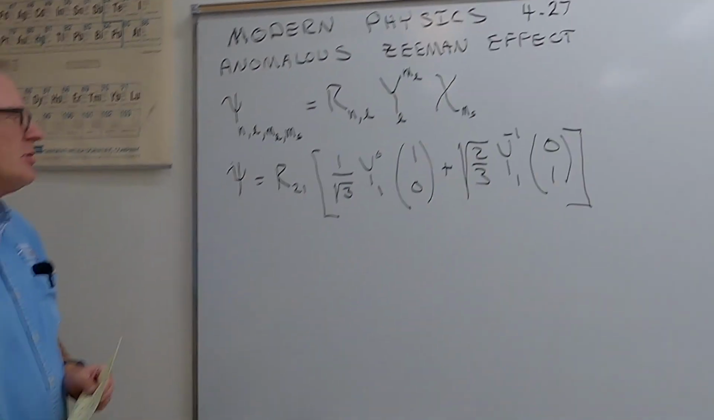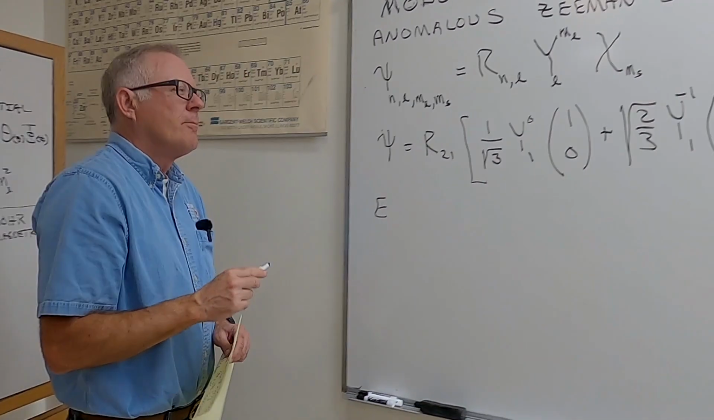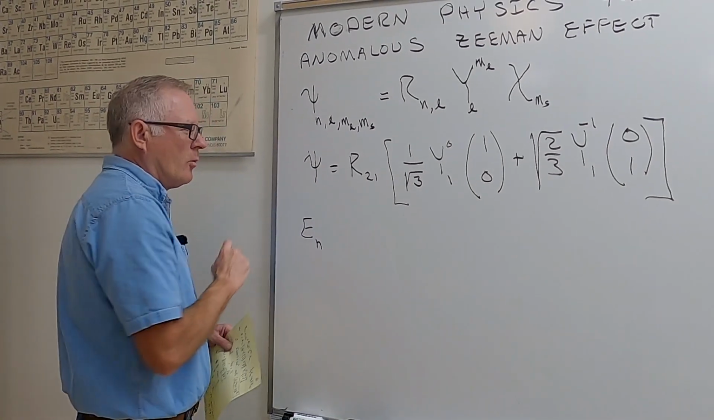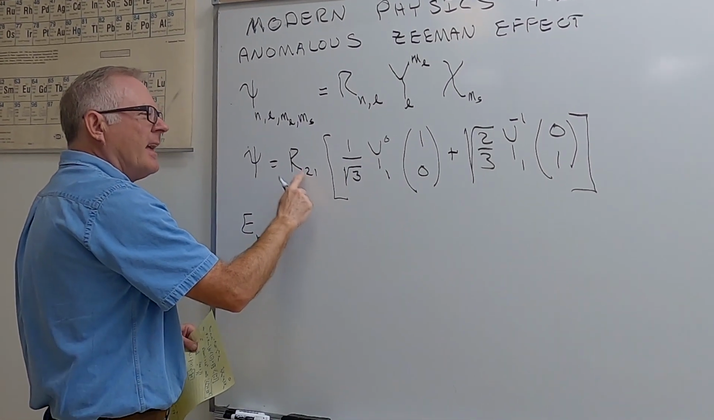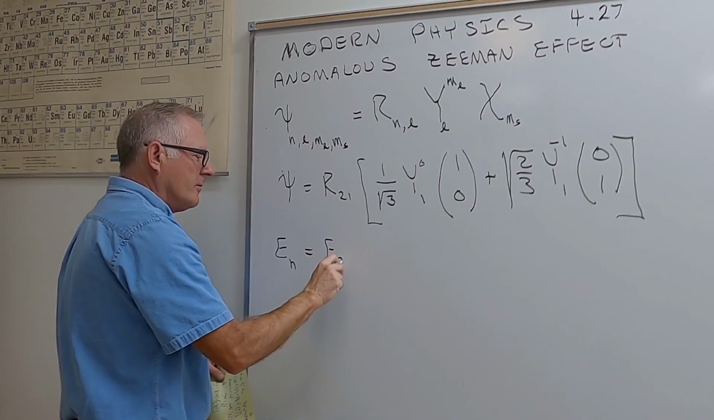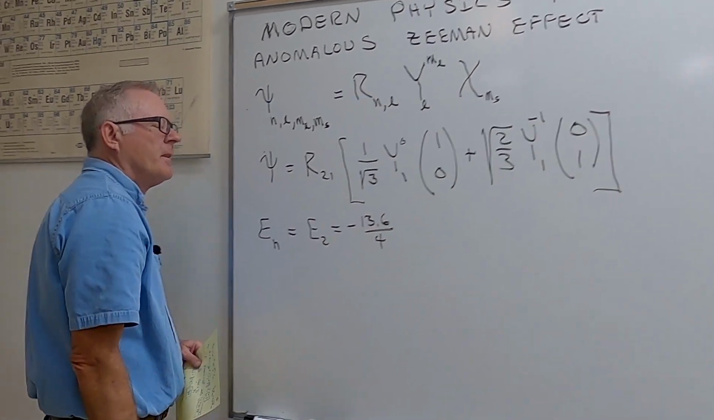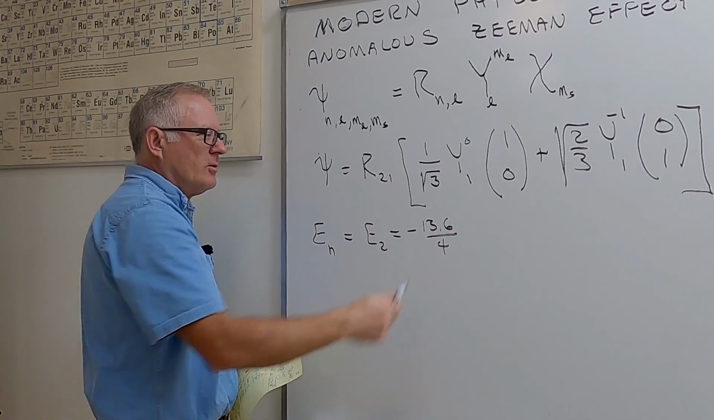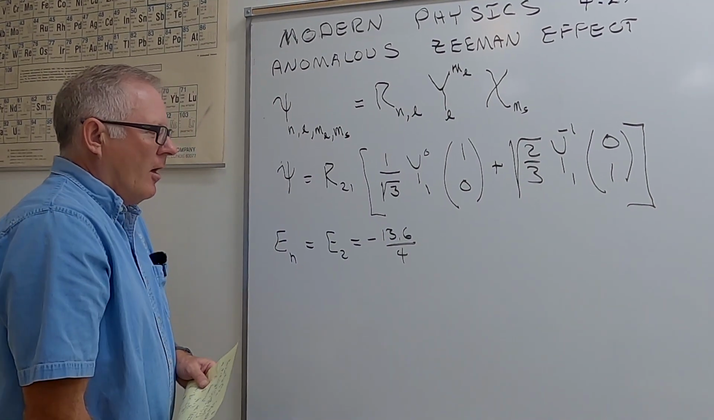And now we ask, suppose you measure the energy. What are the possible values you could get? Well, energy only depends on the n quantum number, and it's all the same energy here, so this is just E2, which is minus 13.6 over 4, and that's the only energy. So this is also the average energy, because it's the only energy you have. Okay, so there's the energy.